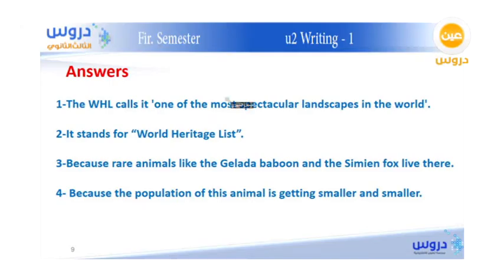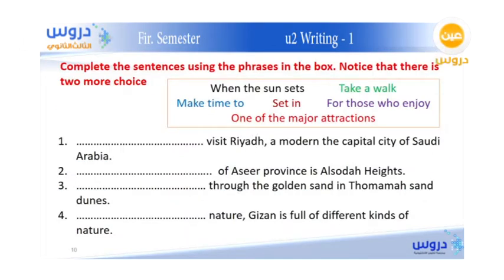Indeed, the WHL calls Simien National Park one of the most spectacular landscapes in the world. What does WHL stand for? It stands for the World Heritage List. As you said, rare animals like the baboon and the Simien fox live there, and finally because of the population, as you said, exactly, getting smaller and smaller. Well done, Aya.